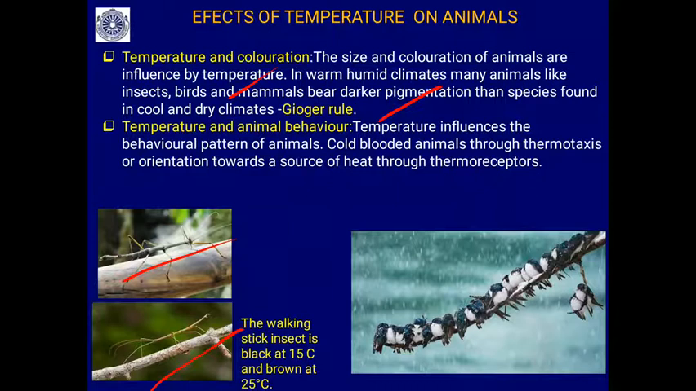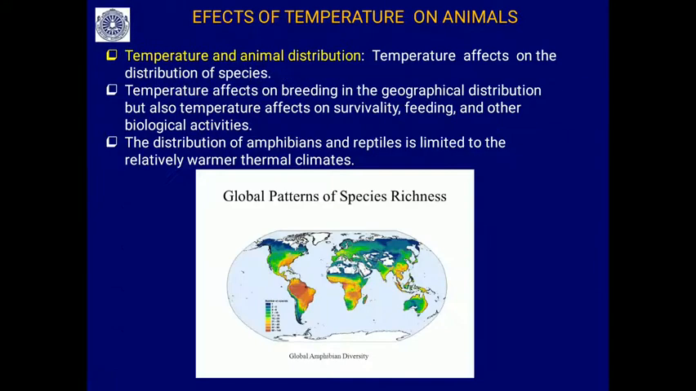And temperature also affects animal behavior. Temperature influences migration. You have studied that temperature influences the behavioral pattern of animals. Cold-blooded animals show thermotaxis, or orientation towards heat, through thermoreceptors. Through thermoreceptors, the snake can find its prey animals. At a cooler temperature, you will find how the birds huddle. So these are the behaviors affected by the temperature of the environment.